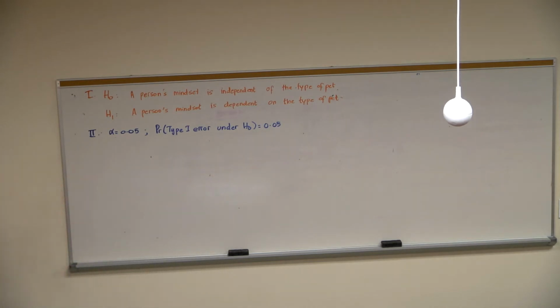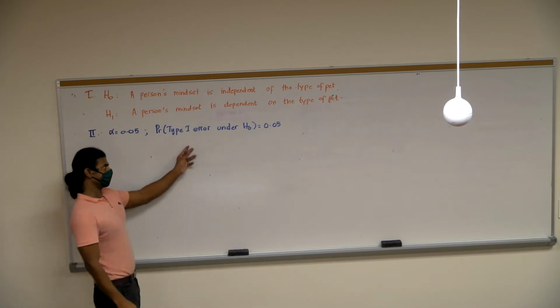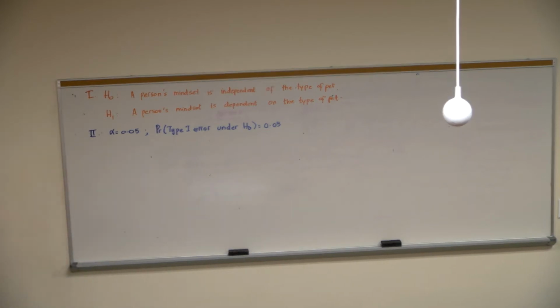So if we have to reject the null, or if we rejected the null, the probability of error in rejecting a null under the given null has to be 5% or less. So 0.05 to 5% or less.